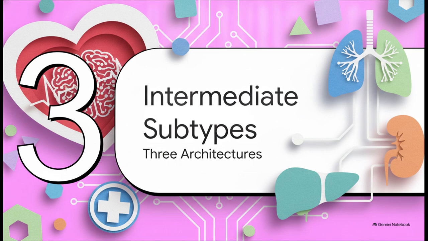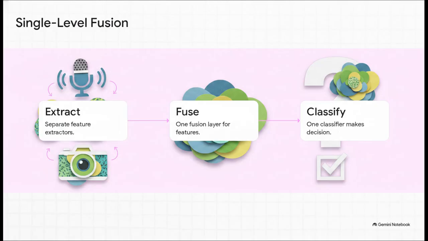Section 3. Intermediate fusion subtypes. Now, because prediction accuracy almost always trumps simplicity when we're talking about life-saving medical AI, researchers actually divided this intermediate stage into three distinct architectural subtypes. The first one is single-level fusion, which just follows three straightforward steps. Step 1, extract features separately for each modality. Step 2, fuse those features exactly once. And Step 3, send that single fused representation to the final classifier. Fun fact, this is actually the most widely used strategy in multimodal deep learning research right now.